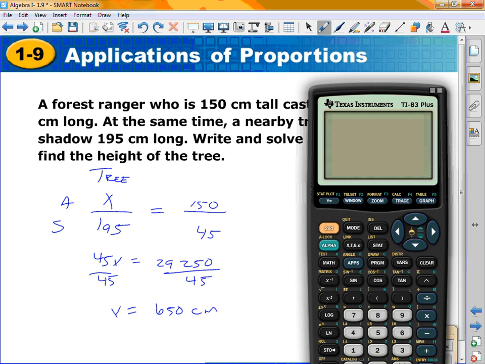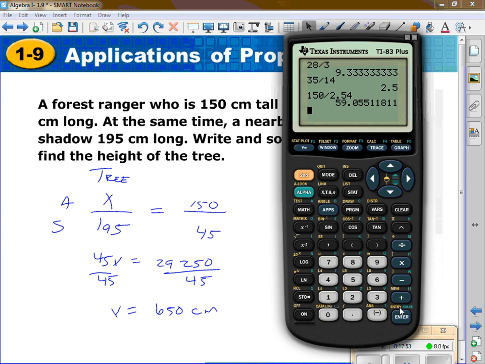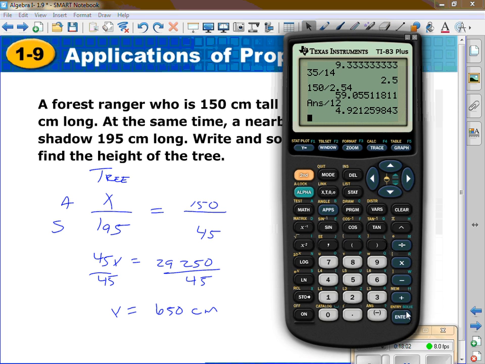Anyone know how many centimeters are in an inch? 2.54 centimeters per inch. So what I'm going to do is take the 150 divided by 2.54. That means the person's about 59 inches tall. Well, how many inches are in a foot? So divide by 12. So they're about 5 foot tall. It's a shorter person.